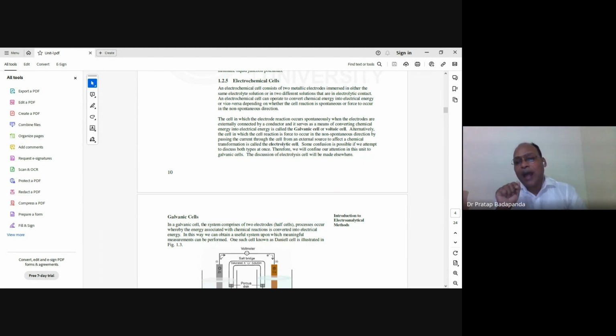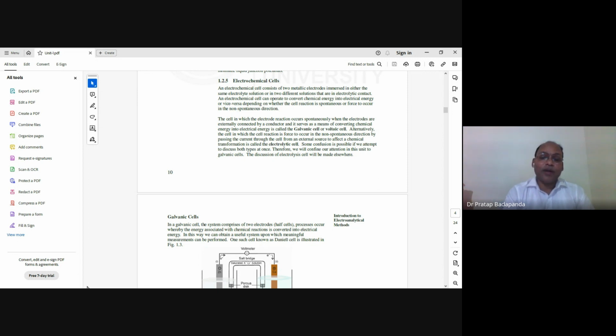These things happen in your mobile battery. When the battery charge is down, we plug in the external current and go for the charging condition. Then what will happen? It is recharged. It means cathode will be anode, anode will be cathode, the reverse reaction will be there, and then the energy is stored. This is the most important part of the electrochemical cell.